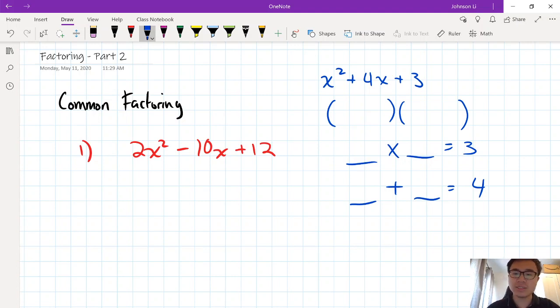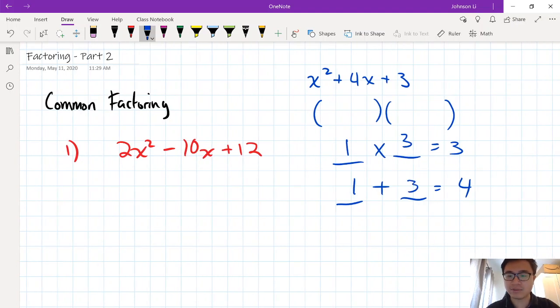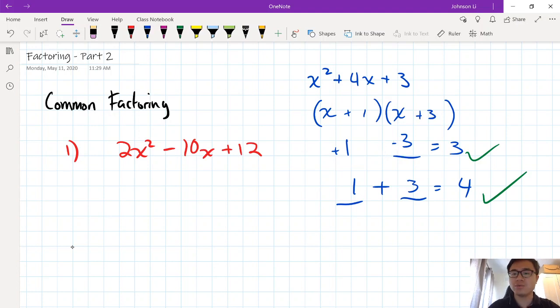Okay, so in this case, because 3 is a prime number, it can only be multiplied with 1 and 3 to get 3. Okay, and 1 and 3 would also add to 4, so it checks out in both circumstances. So from last week's lesson, what we can do is just put an x down on both and simply write, because these are both positive, +1 and +3, and then we are done.